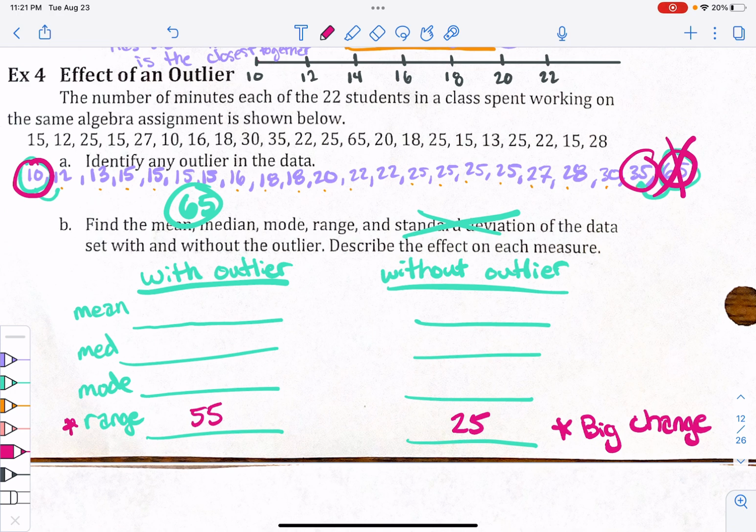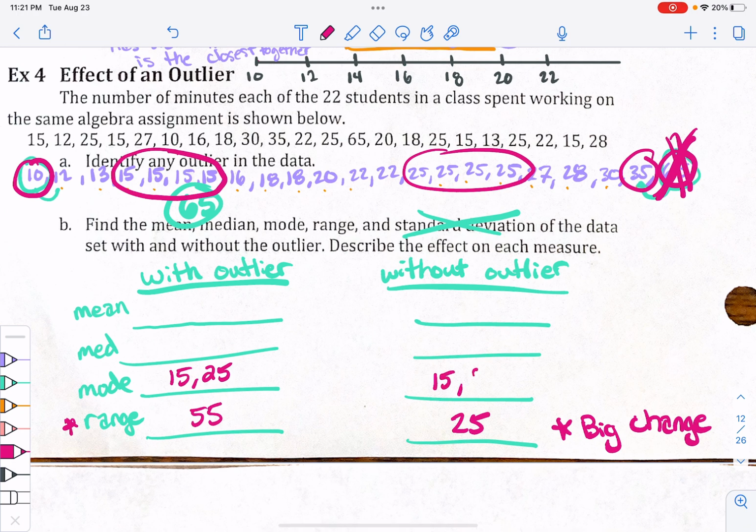Now let's go to mode. The mode is the number that occurs the most, and I had four 15s, and I had four 25s. So I have two modes. I have 15 and 25 with the outlier. Now, as soon as I remove that 65, 15 and 25 are still appearing the same number of times. Now, will that always happen? Well, it should always happen.